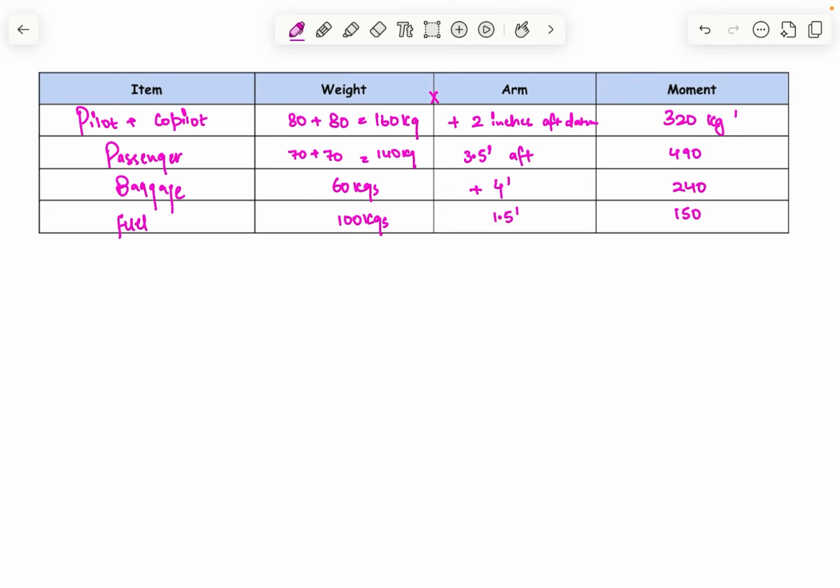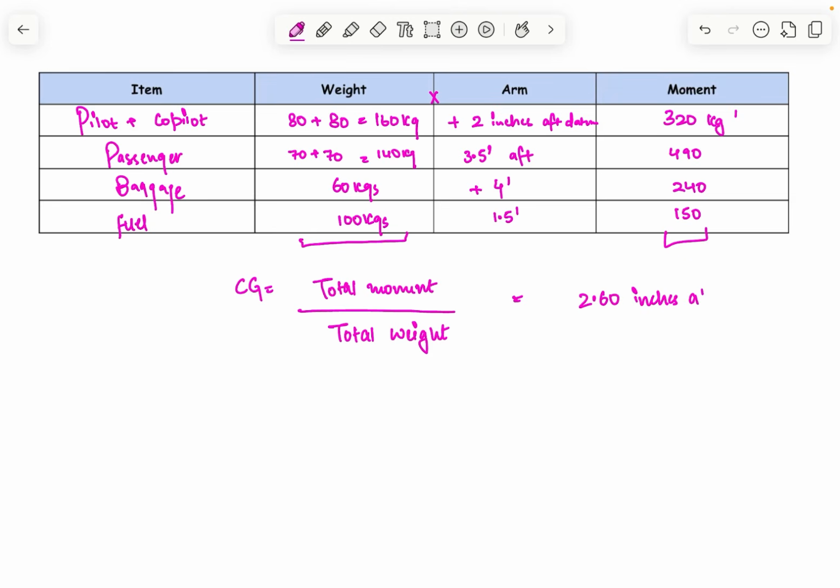So from the formula, CG position is total moment, which is the sum of this column, divided by total weight, which is the sum of this column, and we have our CG as 2.60 inches aft datum.